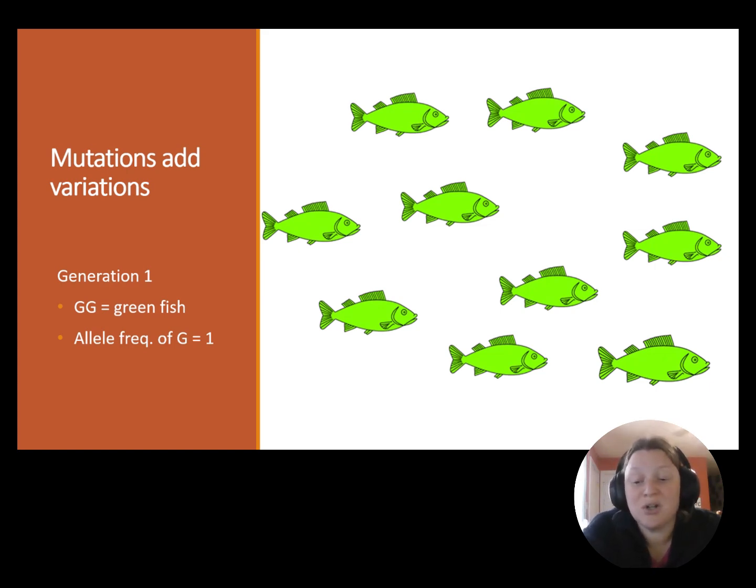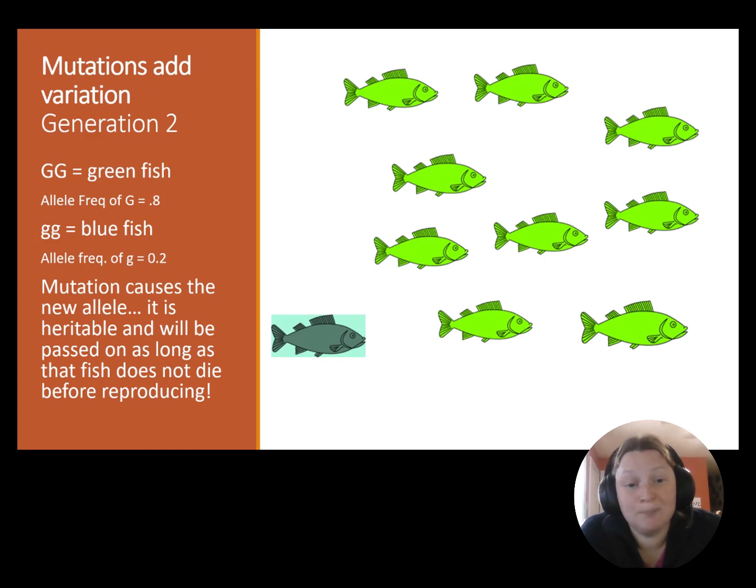In our next generation, a little mutant fish is born. This little guy is blue, and he has the genotype little g, little g. If we count up all the alleles, we see that the frequency of the big G is now 0.8, and the frequency of the little g is 0.2. So this mutation has introduced a new allele and caused a change in the allele frequency of the population. This is a case of microevolution.